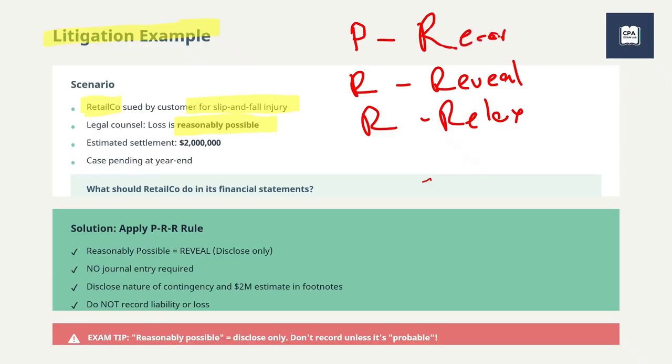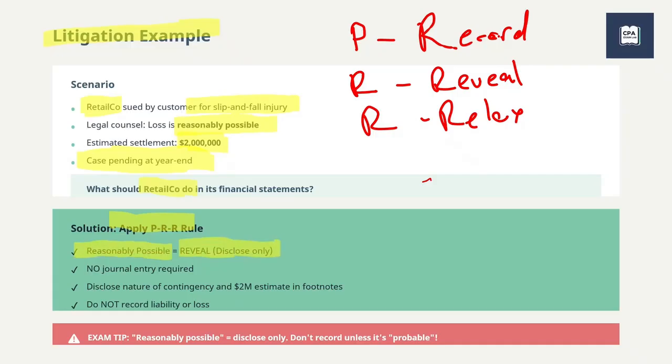We are not going to record anything, but they give us additional information. The estimated settlement amount is $2 million. The case is pending at year-end. What should the retail co do in its financial statements? We apply the PRR rule.